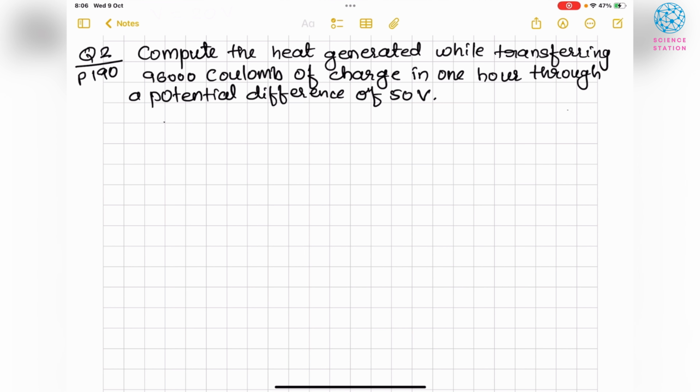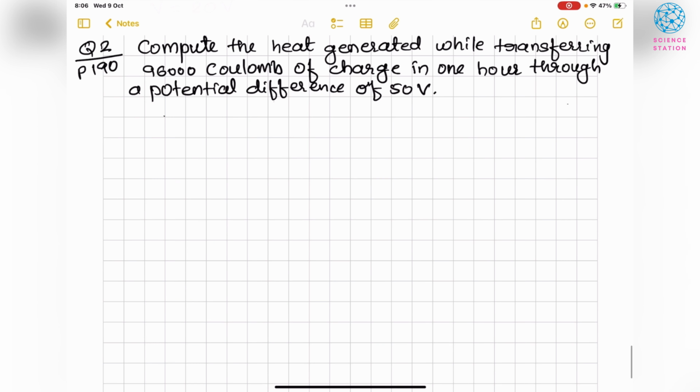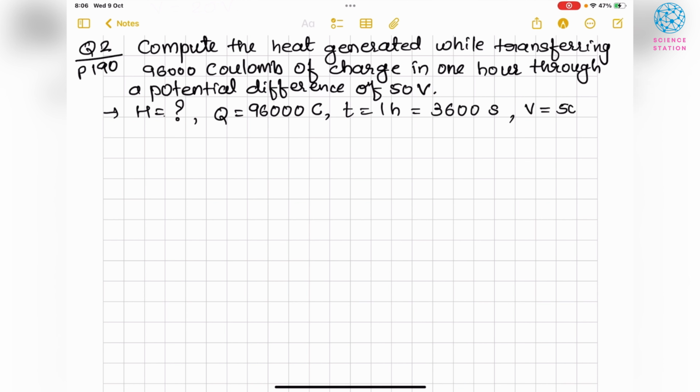Now next, question 2 on page 190 says: compute the heat generated while transferring 96,000 coulomb of charge in 1 hour through a potential difference of 50 volt. So here H is the unknown to be found. Q is 96,000 coulomb, T equal to 1 hour, that will be 3600 seconds, and V equal to 50 volt. Now I know that I equal to Q by T.